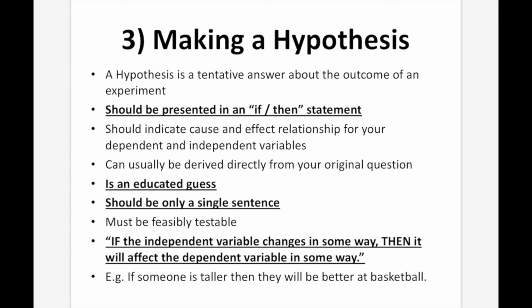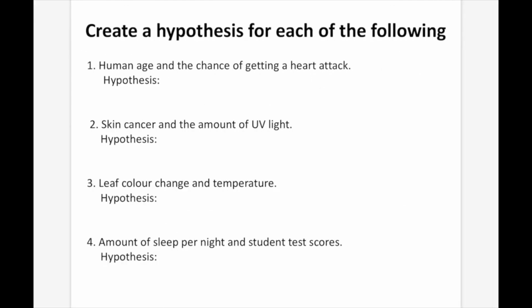Now, for example, if the independent variable changes in some way, then it will affect the dependent variable in some way. So we see we have our if and our then. So we're saying if the independent variable changes, then the dependent variable will be affected in some way. So for instance, if someone is taller, then they will be better at basketball. So I want you to pause the video and create a hypothesis for each of the following 4 examples.